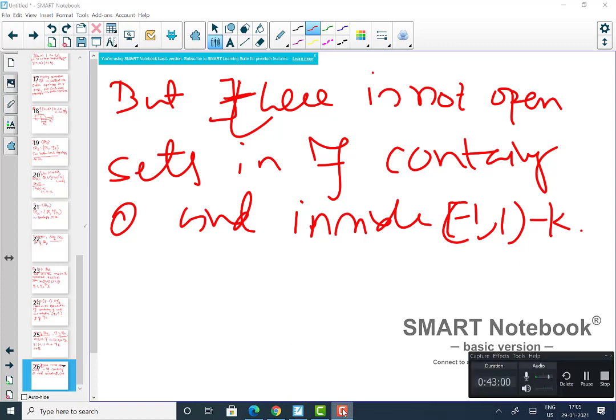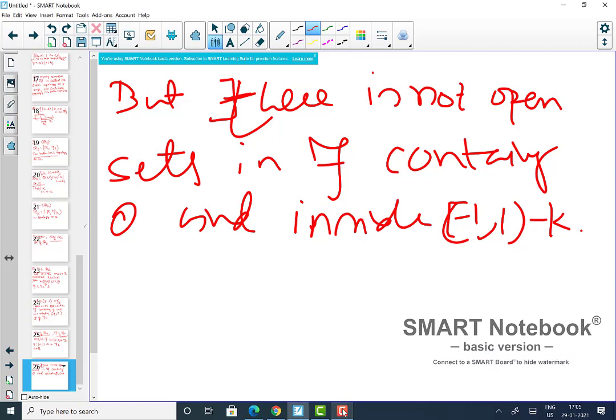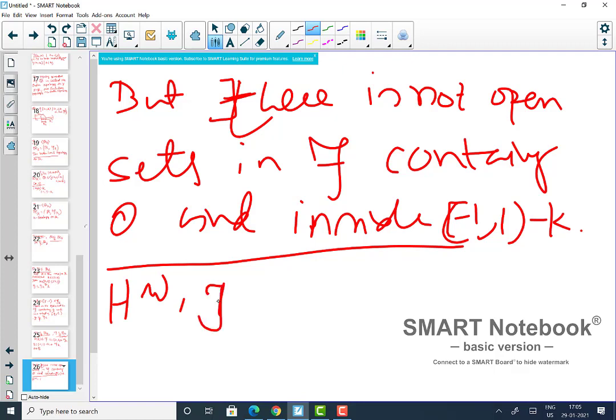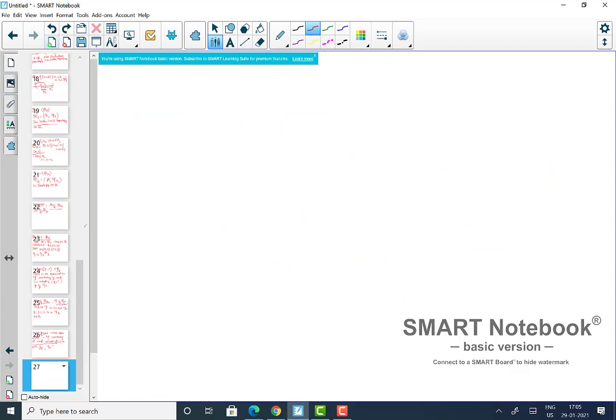Now you can ask another question: whether the other topologies are also comparable or not. You can just check it. As homework, for τ_L and τ_K, can you say anything? Can you compare τ_L and τ_K? I will finish this chapter by defining one last idea, called a subbase, and then I will stop today's lecture.